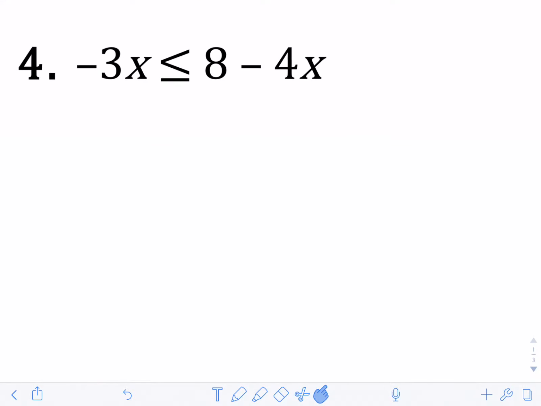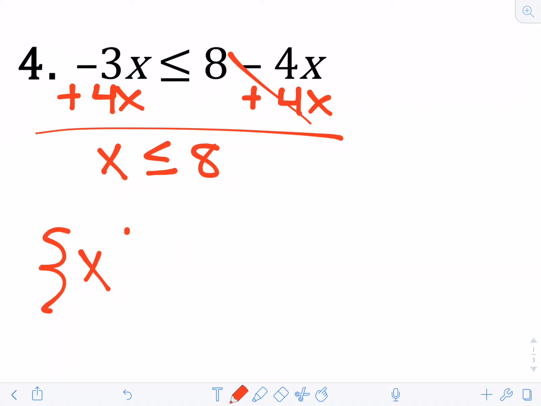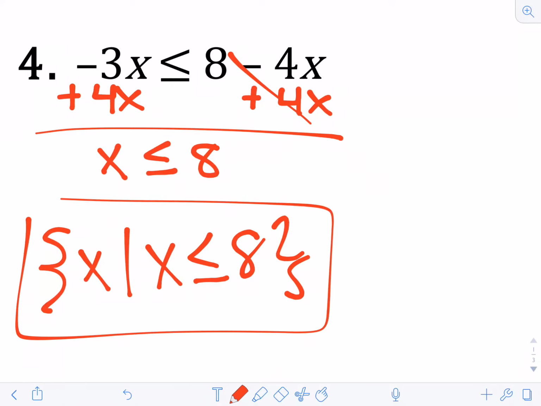So here we're going to start with number 4. Alright, number 4. First thing I'm going to do is move this 4x over because I want my x's to be on the same side. Those cross off, negative 3 and positive 4. Positive winning by 1 point, so I have 1x is less than or equal to 8. And that is it. Now there is a fancy way we write these answers. You do a fancy little squiggly line, you write the x, you write a straight line, you write x again is less than or equal to 8, and you do your little fancy squiggly line.